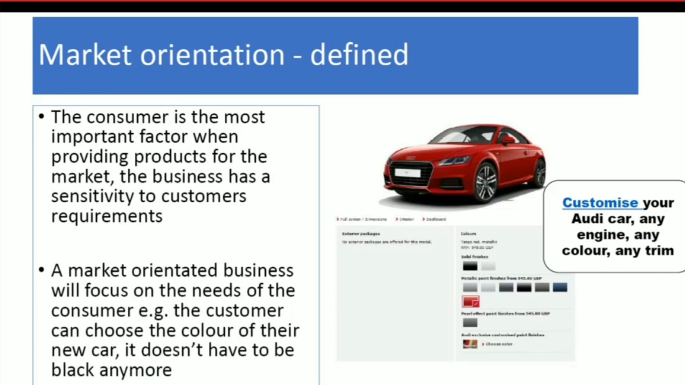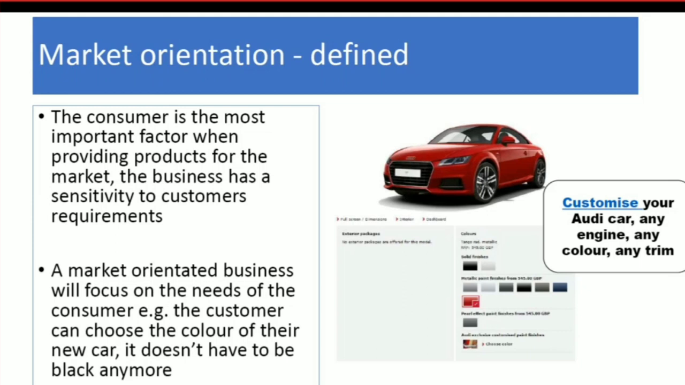Whereas if you talk about a market-oriented business, it is a business where the customer is a priority, where it is important to consider the wants and the needs of the customer. Businesses in a market-oriented business focus on the wants and needs of the majority of customers in the market. So the consumers are the most important factor to these kinds of businesses, right? The business has a sensitivity to customer requirements, customer wants, customer needs.